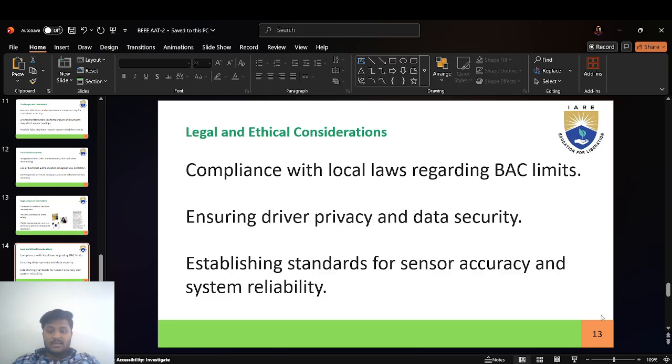Legal and ethical considerations. Compliance with local laws regarding BAC limits. The system must follow the alcohol limit rules set by the government, ensuring driver privacy and data security. The system must keep the driver's information safe and private, establishing standards for sensor accuracy and system reliability. The sensors must work correctly and consistently so the system is trustworthy.